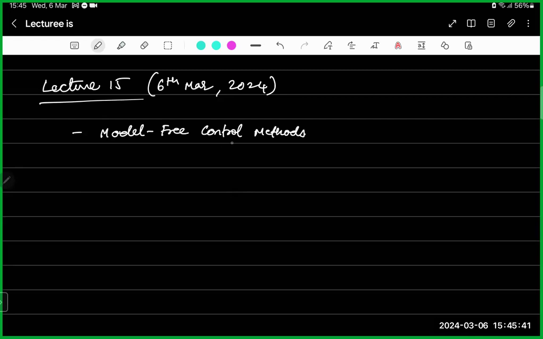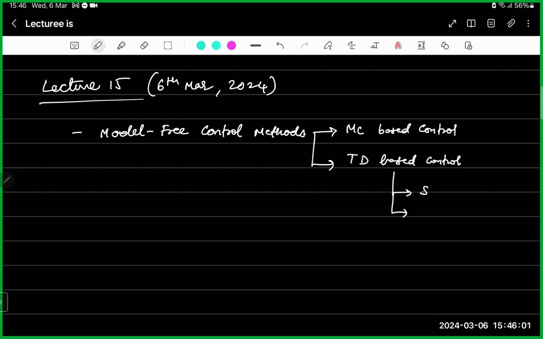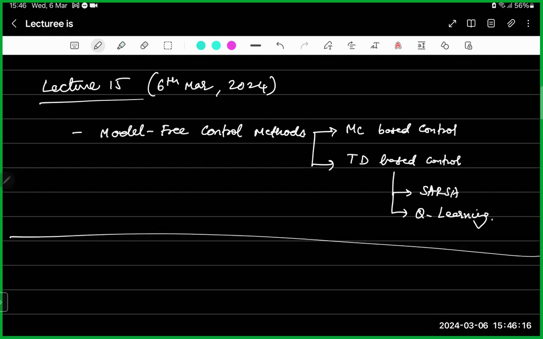So specifically, we look at two kinds of methods here. One is Monte Carlo based control and TD based control. In TD based control, there are two popular methods, which are called SARSA and Q learning. If you looked at assignment 2 part B, these are the two algorithms which you are asked to code. Okay. So this is what we'll roughly look at in this lecture.